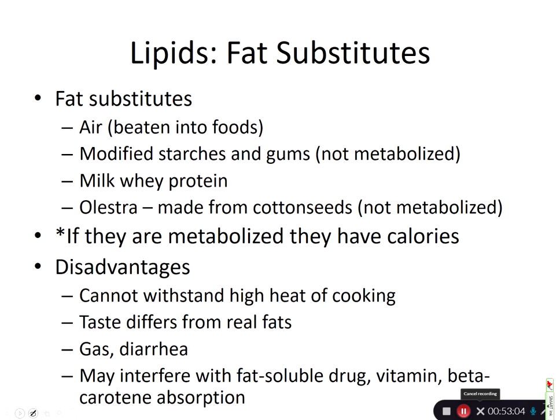You can't add it to cookies and bake them from scratch. It doesn't withstand the heat of cooking. So a lot of these things, you can't cook with them. And they taste different. They do. A lot of these will also cause gas and diarrhea, like Olestra and Alene.